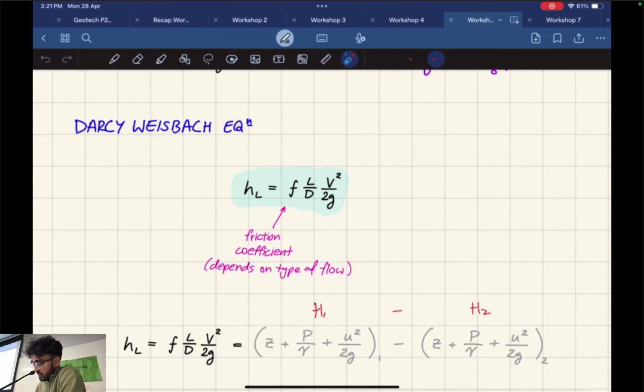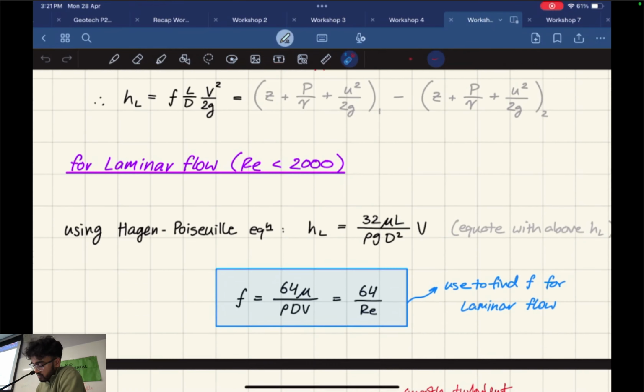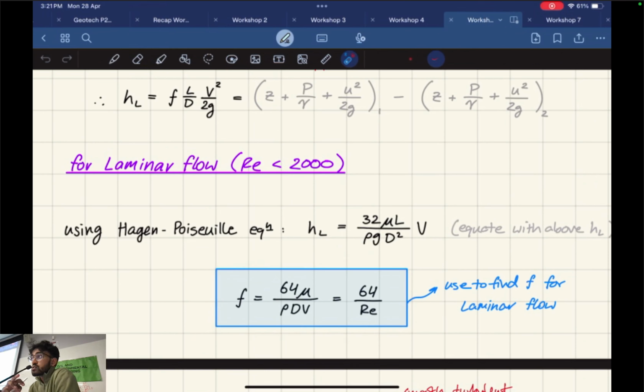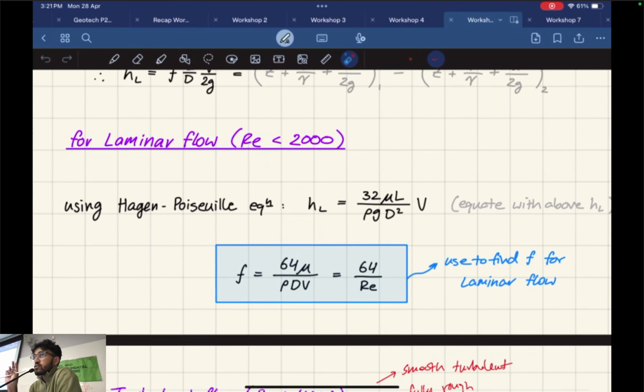So in this equation, we're going to have to find something called the friction coefficient. We find the friction coefficient by using our Reynolds number. If we have laminar flow, you can just use this equation to find the friction coefficient. For turbulent flow, there are 3 different flow regimes: smooth turbulent flow, fully turbulent flow, and transitional turbulent flow.